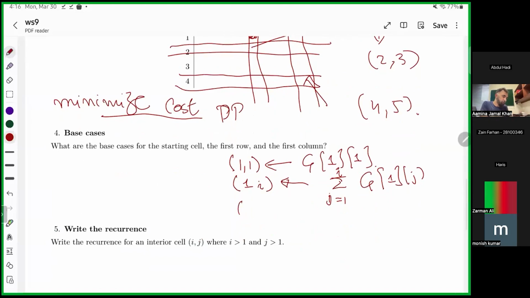And similarly, you will have, I don't know, k 1, the first column. इसको आपने fill up करना है. Well, before and including that element.